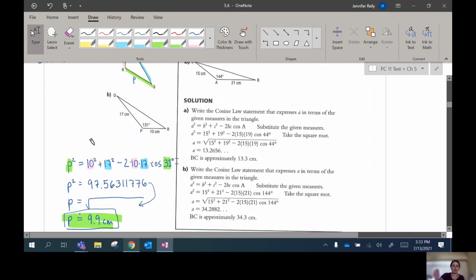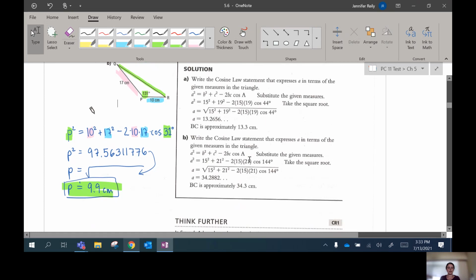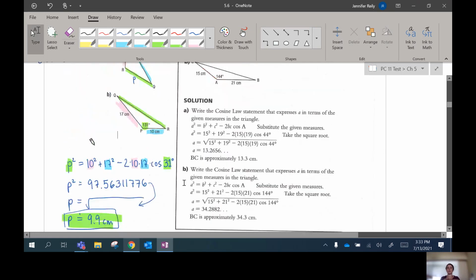So if you want to try Q, you would do the same, or part B, you do the same thing. This would be your A and B, and then you're finding QR. Okay. All right. Let's go to the next example. So that was finding the missing side. That's actually pretty easy. It's just a plug and chug method.